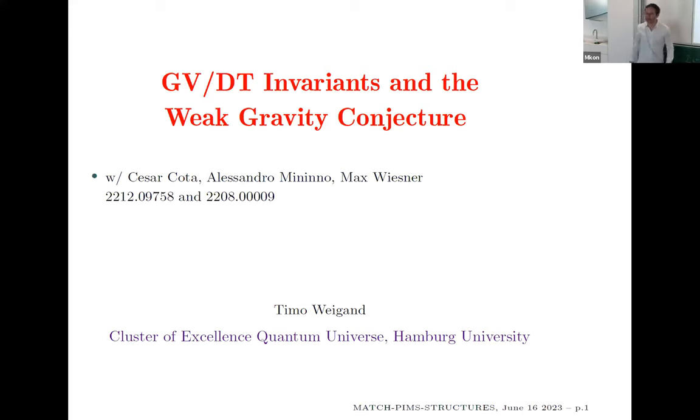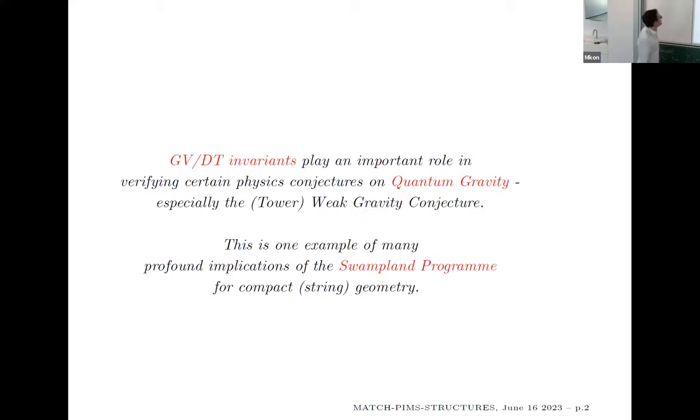Since we are all on a busy schedule and may have to leave soon, I'd like to give a punchline first. And since we are two audiences, one in physics and one in mathematics, I need to give two punchlines. First, to the more mathematically inclined part of the audience, I'd like to give an example of how GV and DT invariants play an important role in physics, not only in general, but in particular in verifying certain physics conjectures about quantum gravity, especially the tower weak gravity conjecture. It will be relying on this mathematical structure of DT invariants and their products.